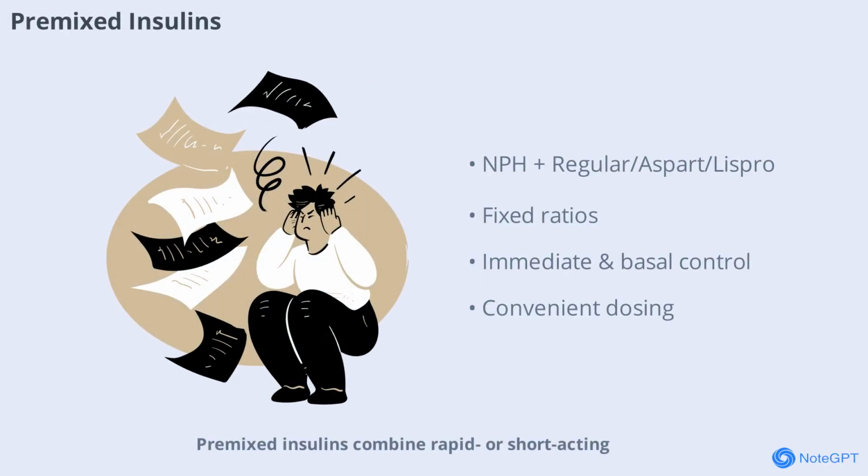Mixed insulins combine rapid or short-acting insulin with intermediate-acting insulin in fixed ratios. Examples include NPH plus regular, Aspart, or Lispro. These formulations provide both immediate and basal glucose control, making them convenient for patients with fixed meal schedules. Premixed insulins simplify dosing but may lack flexibility for those with variable eating patterns.